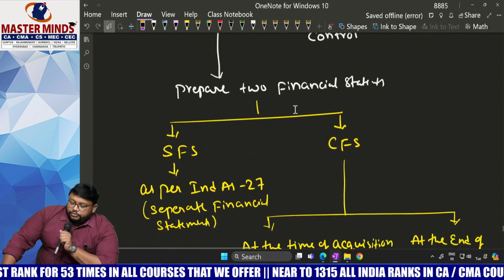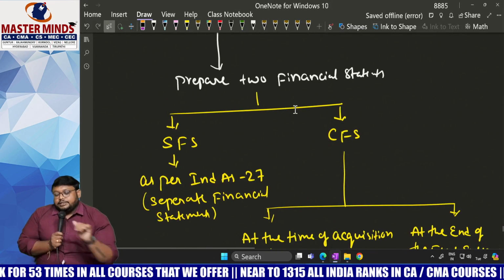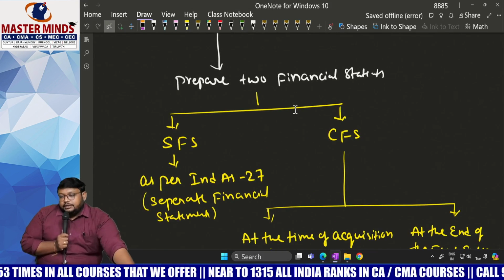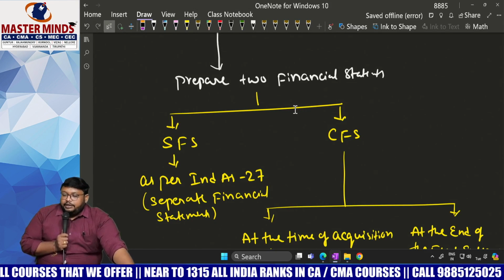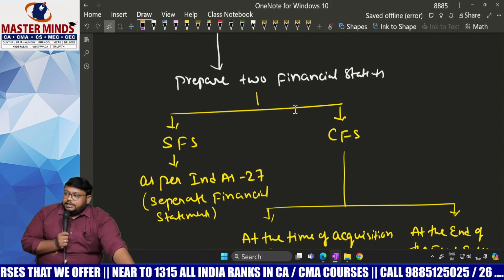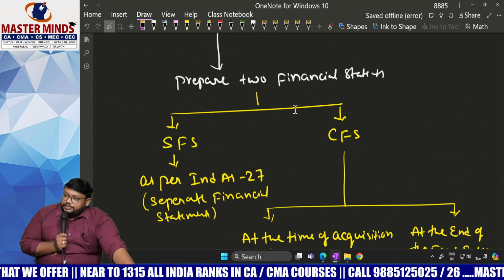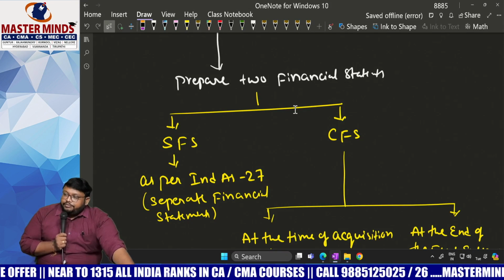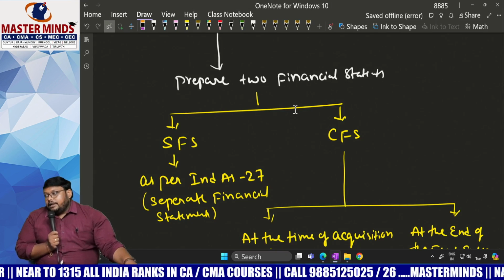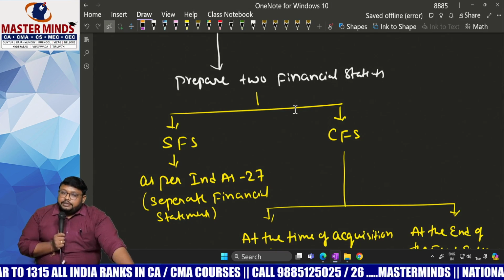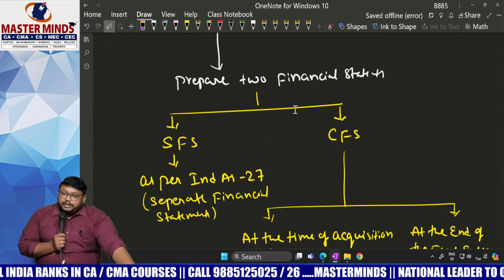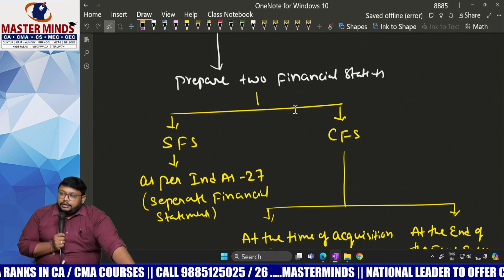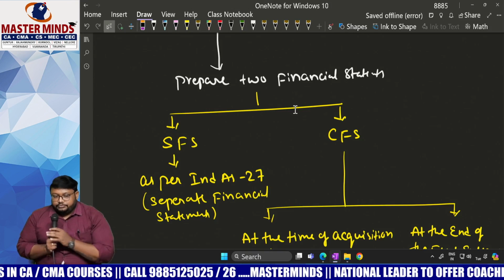So we are preparing two financial statements. One is the separate financial statement as per the rules of Ind AS 27. For consolidated financial statements, we need to check at the date of acquisition or at the end of the year. At the time of acquisition, we are preparing the consolidated financial statement as per the rules of Ind AS 103. Business combination will apply at the time of acquisition.